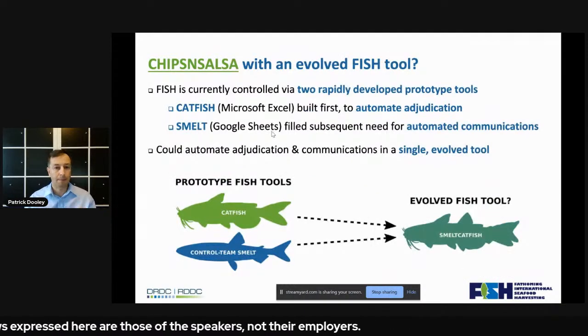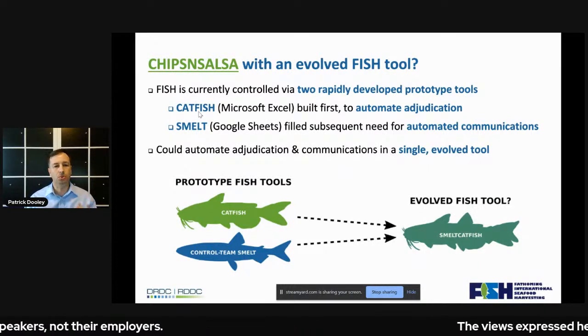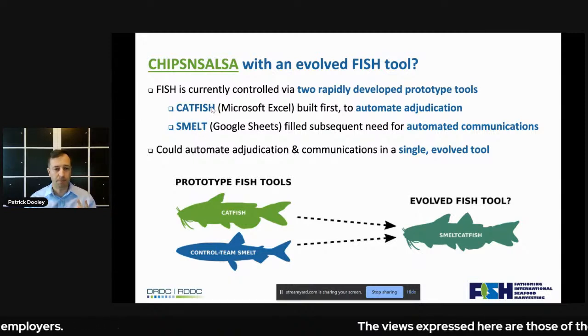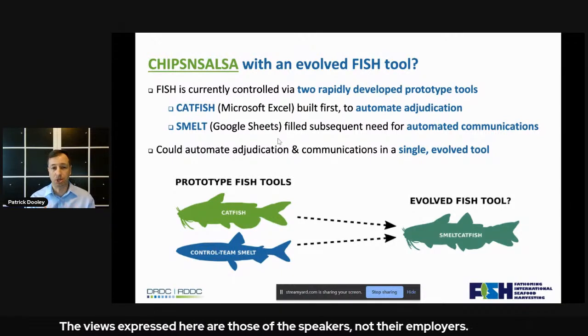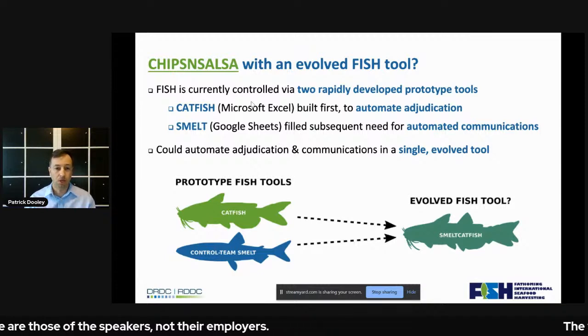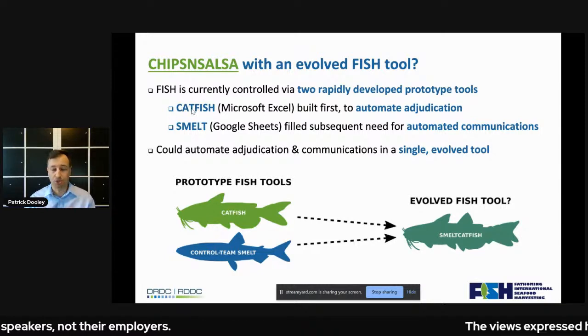So one last thing. Up till now, I've talked about a single master spreadsheet, but I've just shown you 2 master spreadsheets, one for SMELT and one for CATFISH. Why are there 2? This is an example of our rapid prototyping. So before we played FISH for the first time, we realized we really need to automate this adjudication. So we built CATFISH to do that.